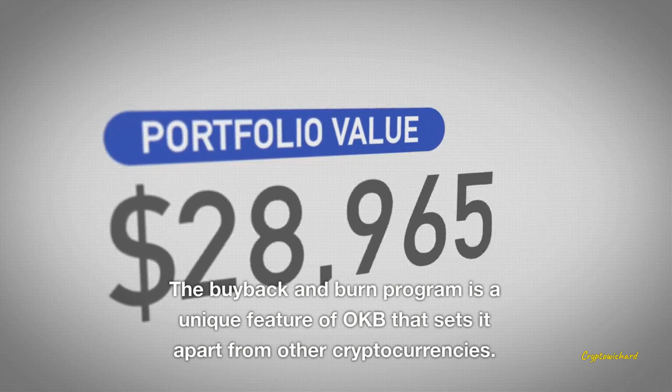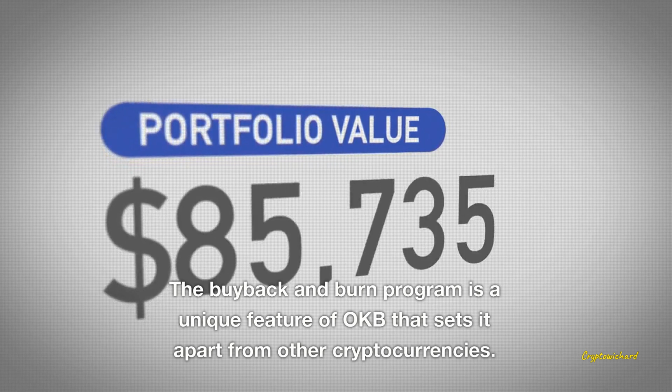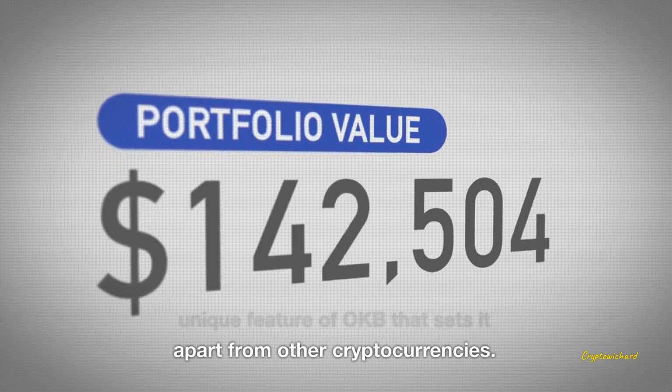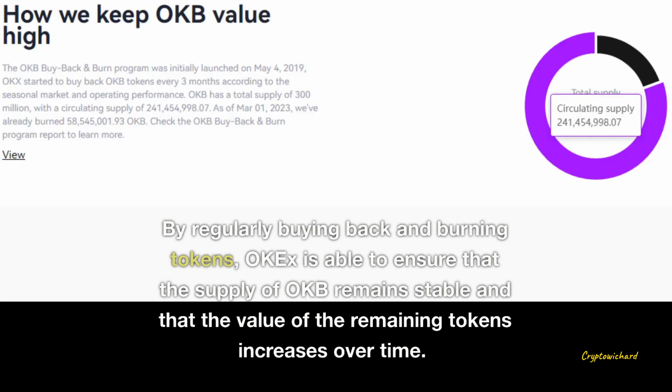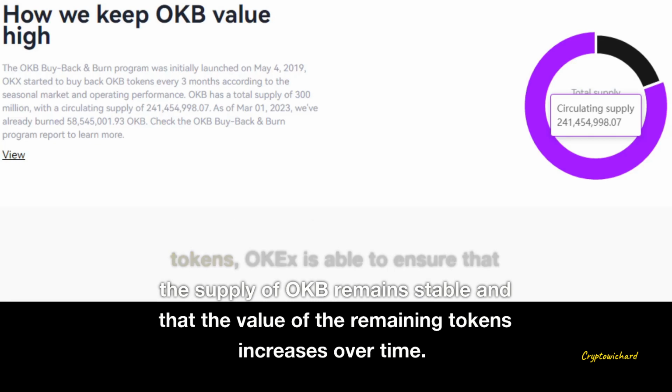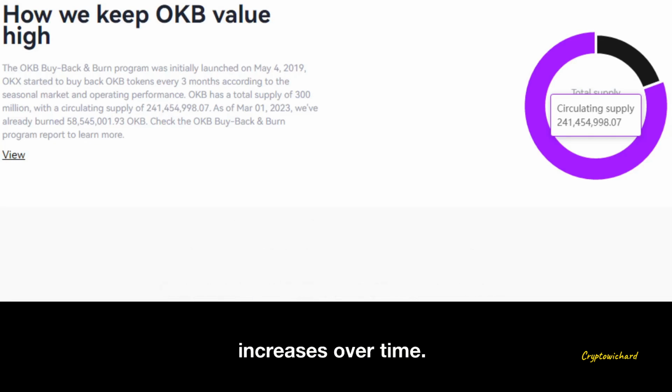The buyback and burn program is a unique feature of OKB that sets it apart from other cryptocurrencies. By regularly buying back and burning tokens, OKEX is able to ensure that the supply of OKB remains stable and that the value of the remaining tokens increases over time.